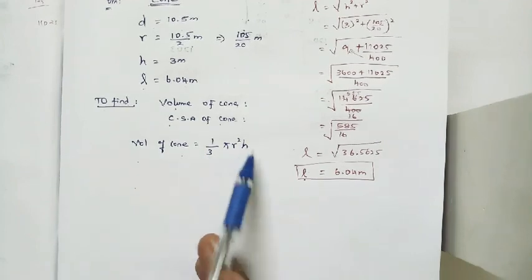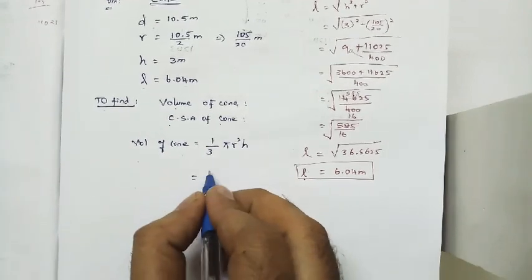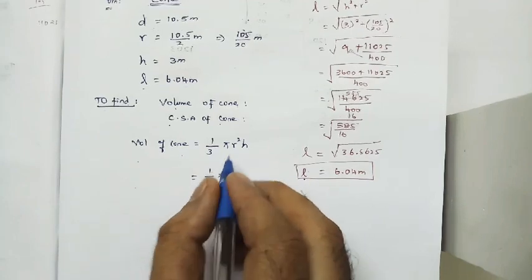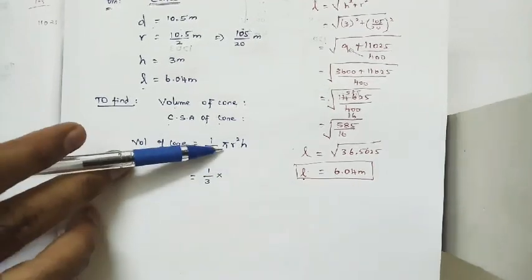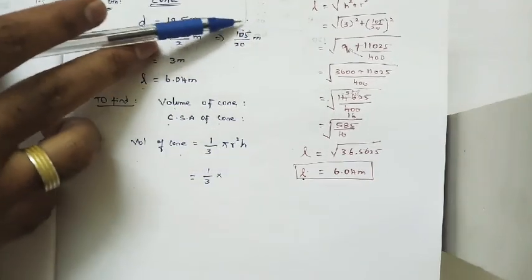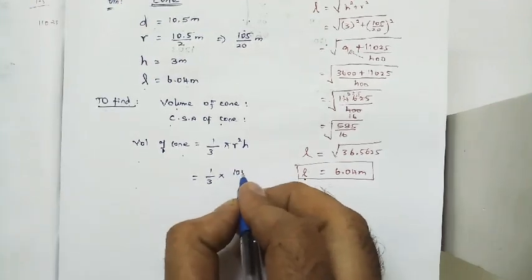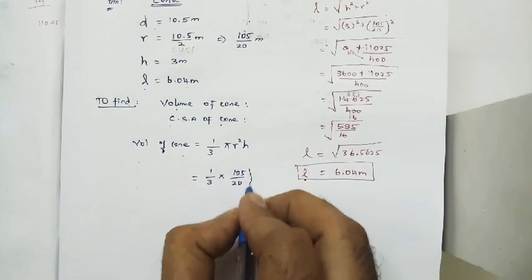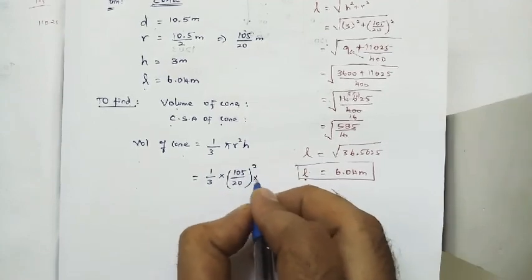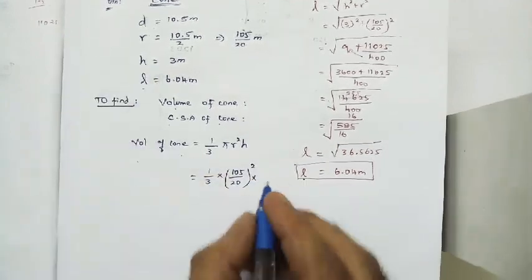1 by 3 pi r square h. Substitute the values. 1 by 3 into the pi value. Shall I substitute 22 by 7? Because 105 is nothing but a multiple of 7. Radius is nothing but a multiple of 7. So 105 divided by 20, the whole square, into height. Height is nothing but 3 meter, right?